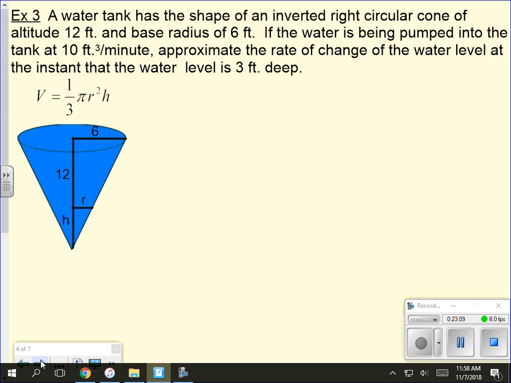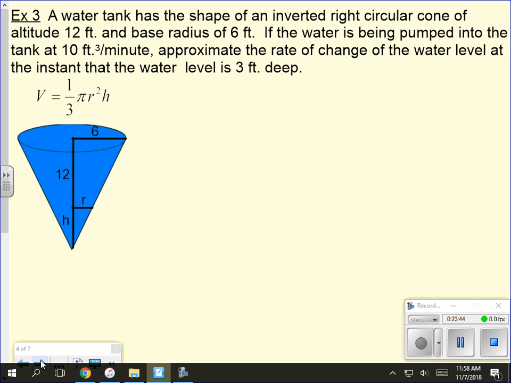Example number 3. A water tank has the shape of an inverted right circular cone of altitude 12 feet and base radius of 6 feet. If the water is being pumped into the tank at 10 cubic feet per minute, approximate the rate of change of the water level at the instant the water level is 3 feet deep.